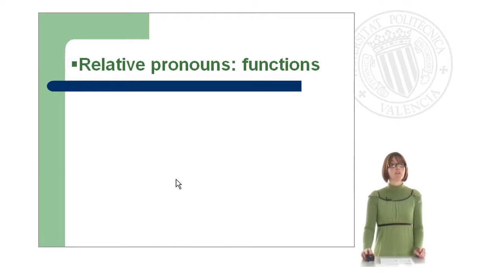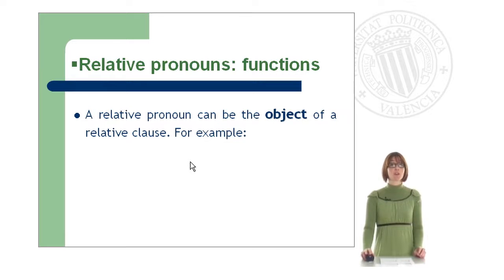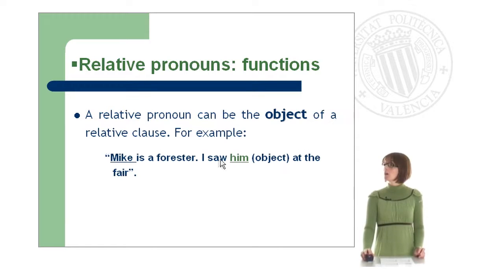First of all, let's have a look at the relative pronouns and their functions. A relative pronoun can be the object of a relative clause. Let's have a look at the example on the screen. Mike is a forester. I saw him at the fair. Him in this sentence is working as an object.